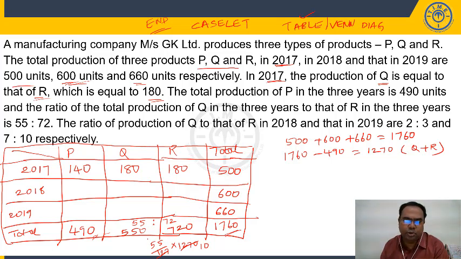127 goes 10 times. So into 10 we have to do 550 and 720. Then we have got one more piece of information. The ratio of production of Q to R in 18 and 19 is 2 is to 3 and 7 is to 10. This part, it is 2 is to 3. In 19, it is 7 is to 10.